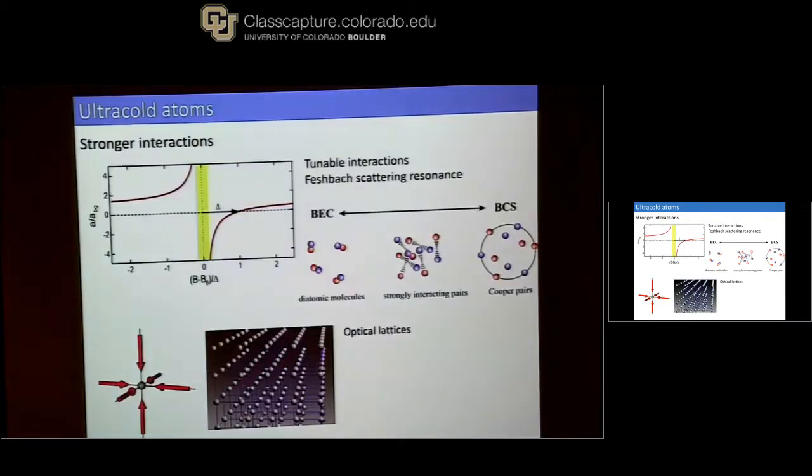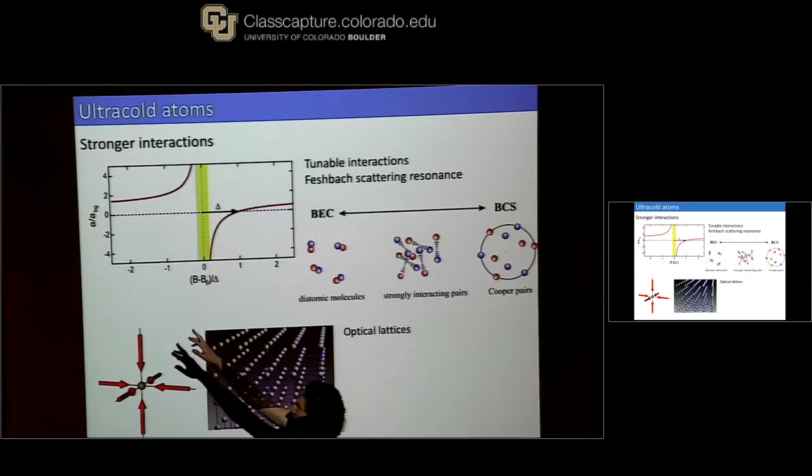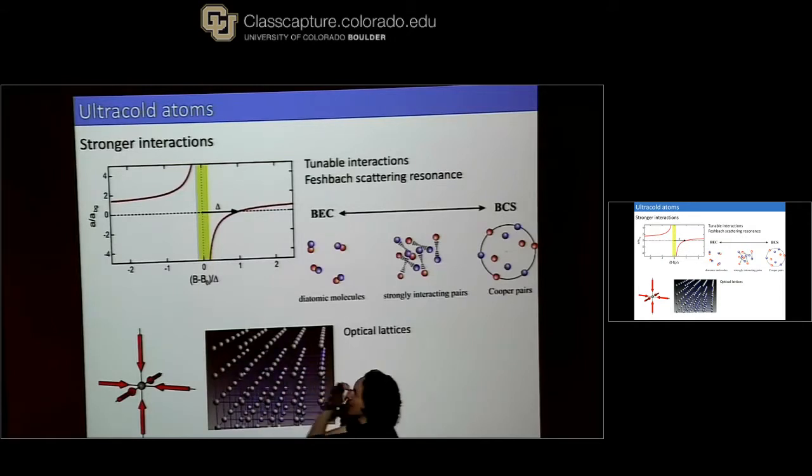The field sort of moved on from these dilute gases of bosons or fermions to looking at stronger interactions, or the ability to tune interactions in the system. So you can use what's known as a Fano-Feshbach resonance to vary the scattering length of the atoms as a function of magnetic field. And this allows you to do things like make molecules from the atoms. I think Junier will talk a bit more about that.